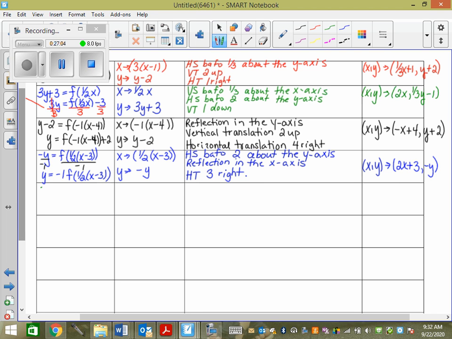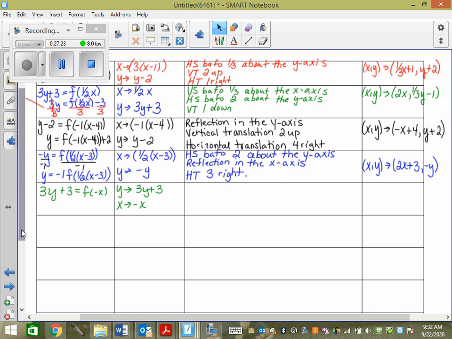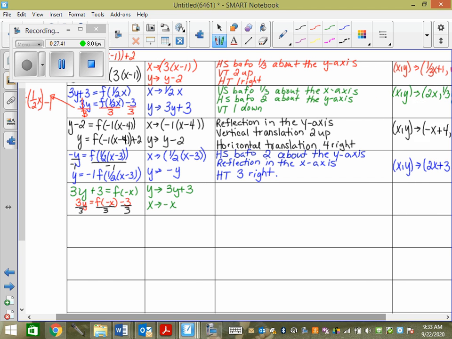Then we have 3y plus 3 equals f of negative x. So my replacement's easy because it's in the form already. Y becomes 3y plus 3. I would take that y, hack it out, and completely replace it, and my x would become negative x. But I'm going to change it so that I actually have it in a form that's useful for the other two. So I'm going to subtract 3 over, so 3y equals f of negative x minus 3. And then I'm going to divide by 3 each term. So I'm actually going to get y equals 1/3 f of negative x minus 1.